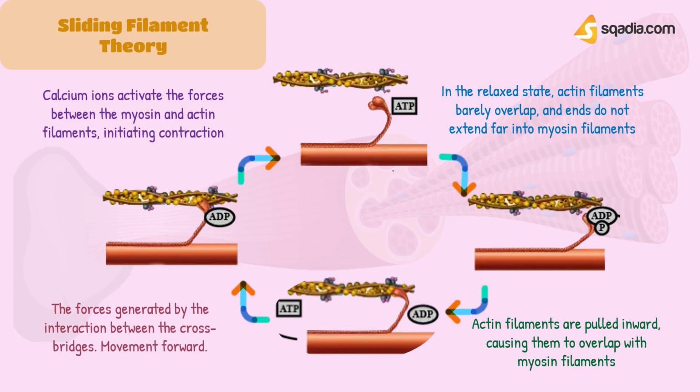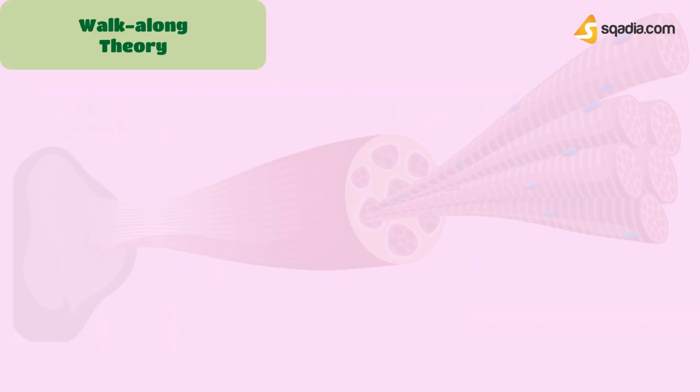To enable the contraction process, energy is required. This energy is obtained from high-energy bonds in ATP molecules, which are broken down into adenosine diphosphate, ADP, releasing energy. The next one is the walk-along theory.